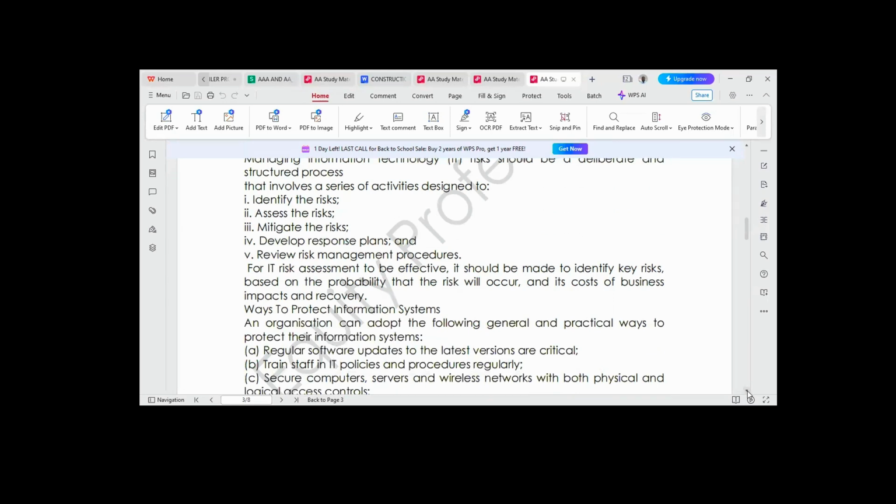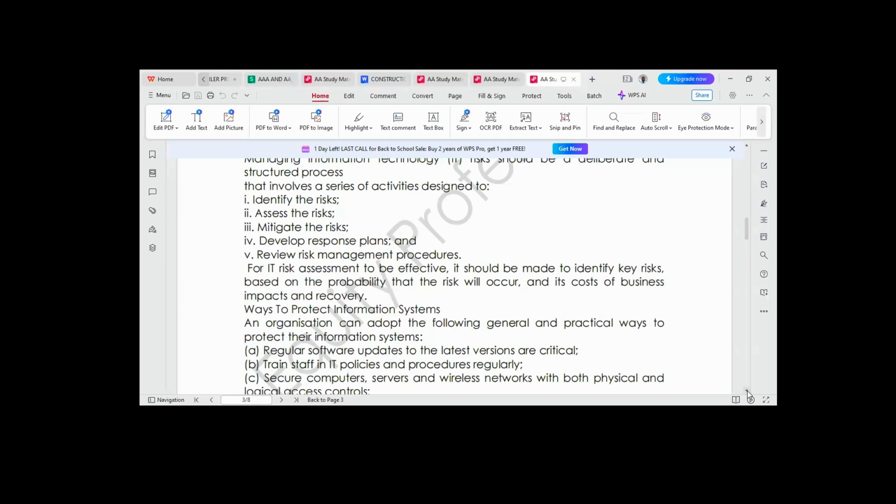Number one, you need to regularly update your system. Some of us, when you see a system update on our phone or on our system, we ignore it. What that implies is that you are exposing your system or your phone to what? To attack, cyber attack. Number two, always train your staff on IT policies and procedures regularly. Let them know the IT policy. Every organization should have IT policies.